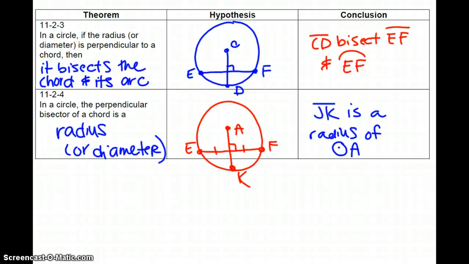I'm sorry, I did not use J. I used A. We'll call this AK. AK is a radius of circle A. And that is your last theorem for 11.2. We will use these concepts tomorrow in class, so make sure you have your notes completed and ready to go.